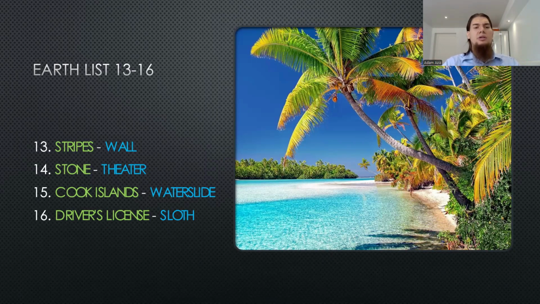Number 14 is theater. Number 15 is Cook Islands because it's a chain of 15 islands. Number 15 of our new list is water slide. So we could see a water slide connecting island to island. Number 16 is driver's license. Number 16 of our new list is sloth. So we could see a sloth pictured on the driver's license.